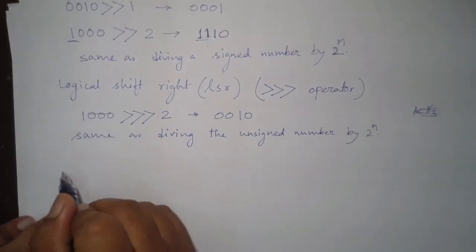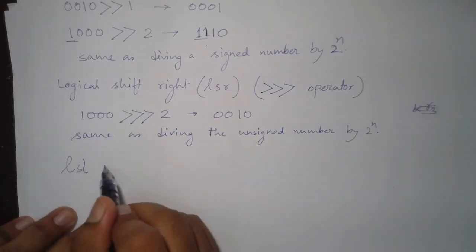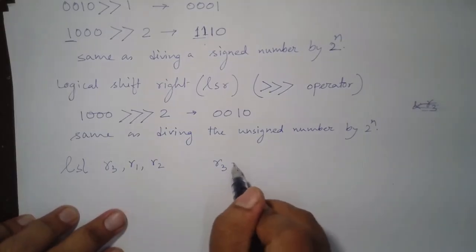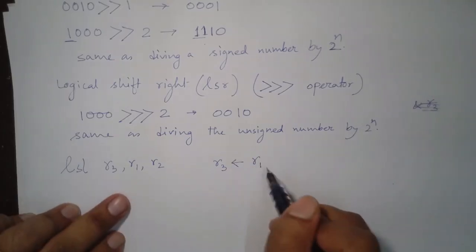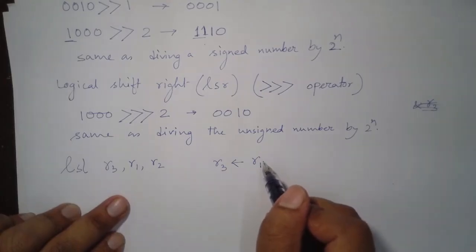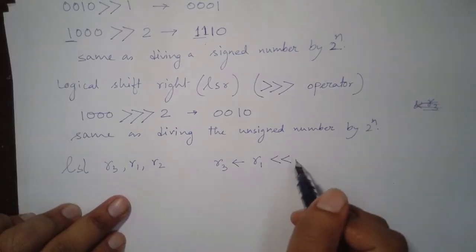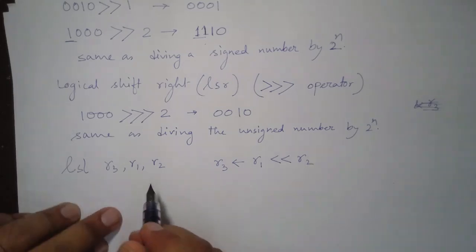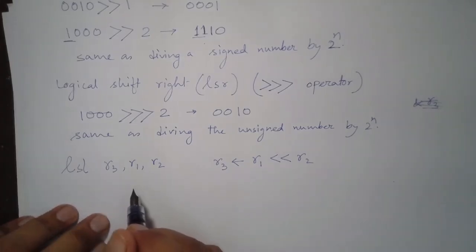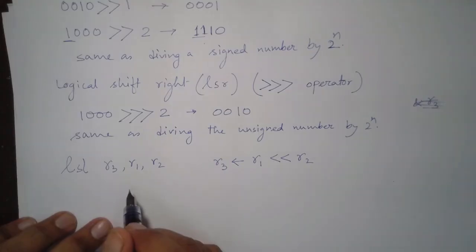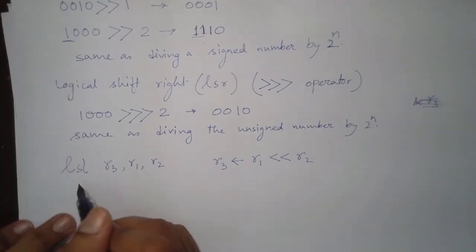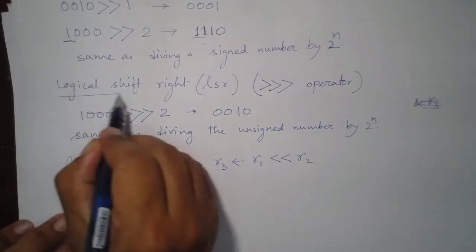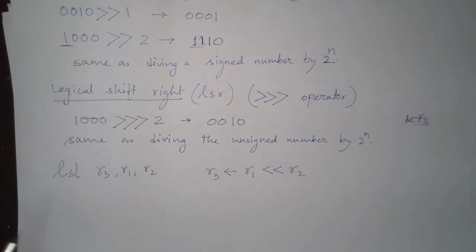For example, if you have an assembly code which says LSL R3 R1 R2, what it will do is store the value in R3, where R1 will be logically shifted left. But by how many positions? By R2 positions. Okay. Similarly you can look at a few more examples. All right. I hope this makes sense. Similarly, if you have arithmetic shift right, then you will be writing ASR here, and pretty much it will look the same, only the operator will be different, and for logical shift right you will have these 3 greater than signs as the operator. Okay.